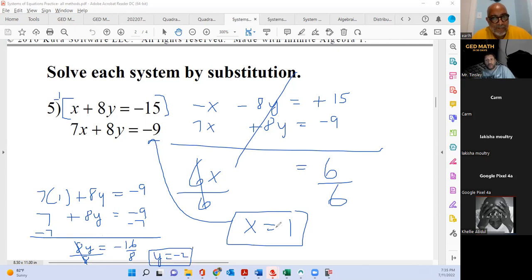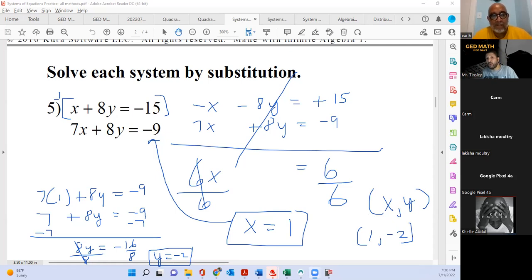So your answer is an ordered pair, because remember, a point on a graph is an ordered pair. So you must have x comma y. If they ask you for the point that solves this system of equations, it'd be 1 comma -2. If they ask you what x is, it's 1. If they ask you for y, it's -2. On the GED, sometimes they ask you for what x is, sometimes they ask you to solve for y, sometimes they ask you for the solution, which is x and y as a point.